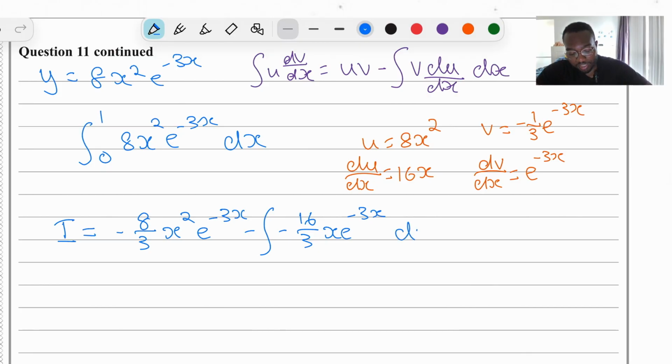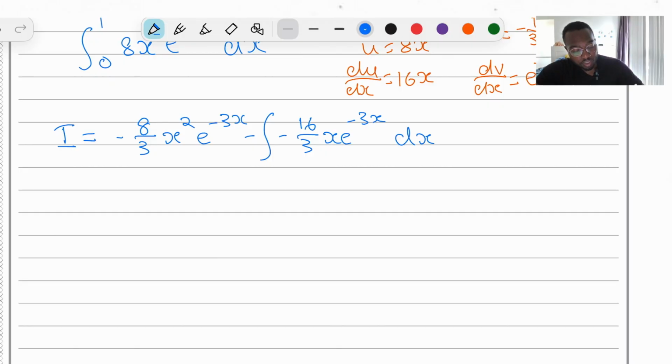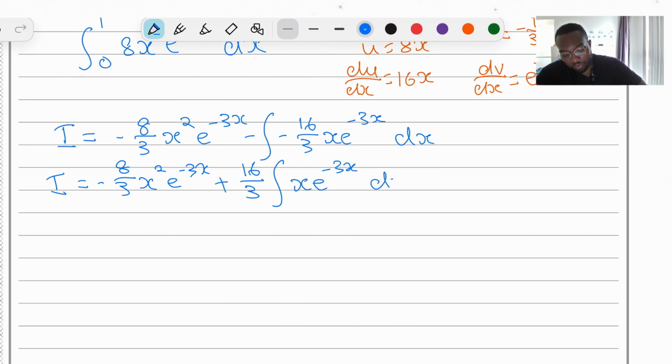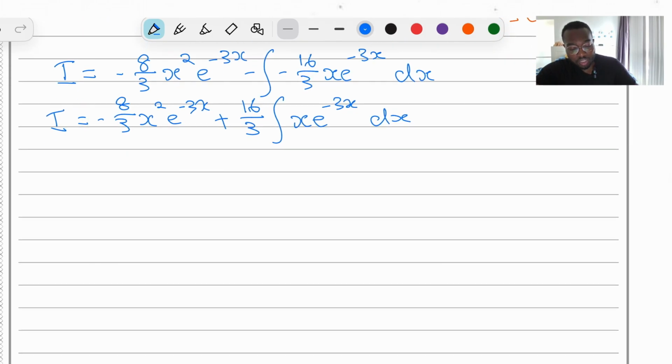And now we need to integrate that. So now we've got an integral within an integral. Therefore, if I just clean this up a tiny bit, we have minus 8 over 3 x squared e to the minus 3x. And now I'm going to take out that minus 16 over 3. So we get a plus 16 over 3, and then the integral of x e to the minus 3x. And we need to integrate that with respect to x. So now we have this xe.